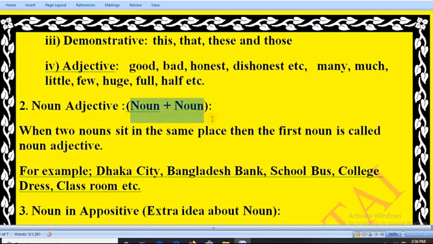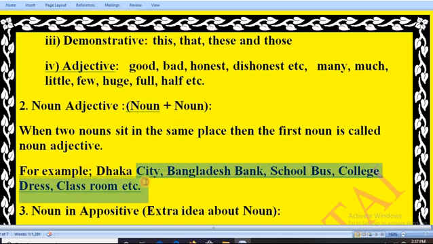It is included in the exam paper. Okay, question paper. When two nouns sit in the same place, then the first noun is called noun adjective, right? When two nouns sit side by side, here the first noun is called noun adjective. Look, Dhaka city. Dhaka is also a noun and city is also a noun. Here two nouns sit beside each other. That's why here Dhaka is noun adjective.